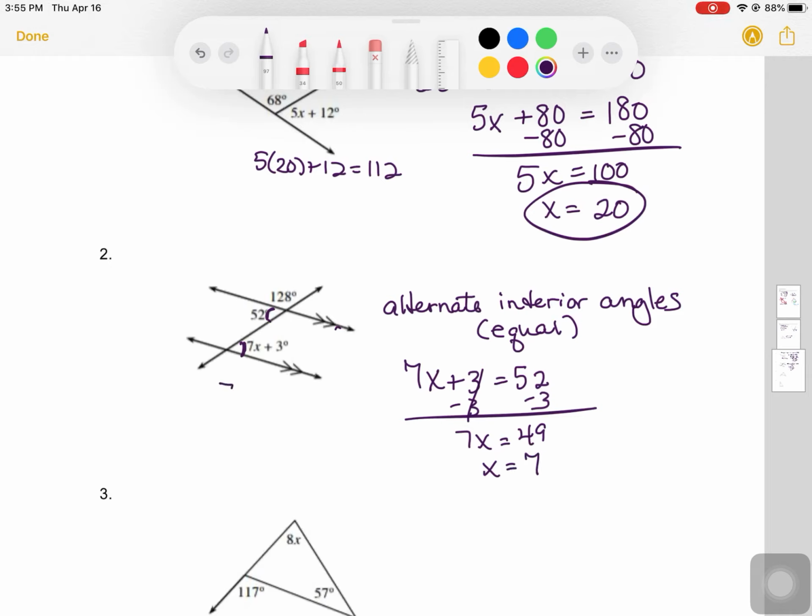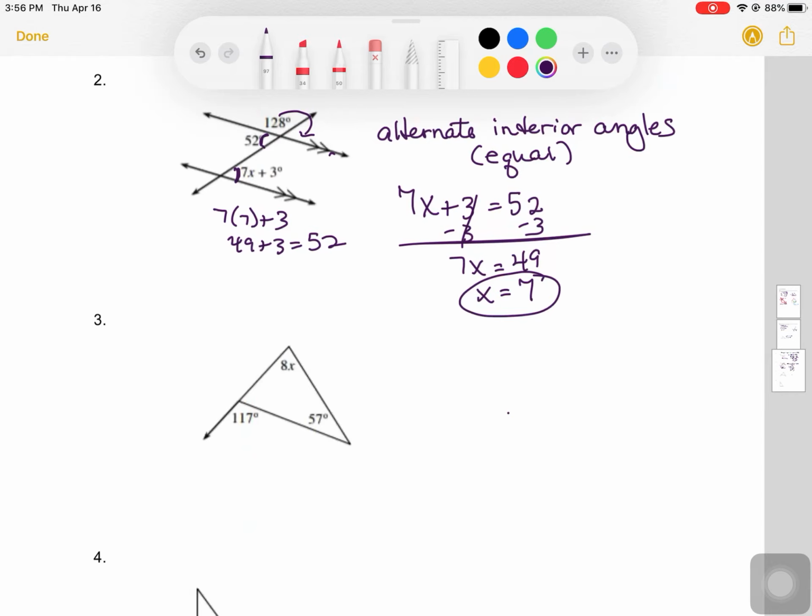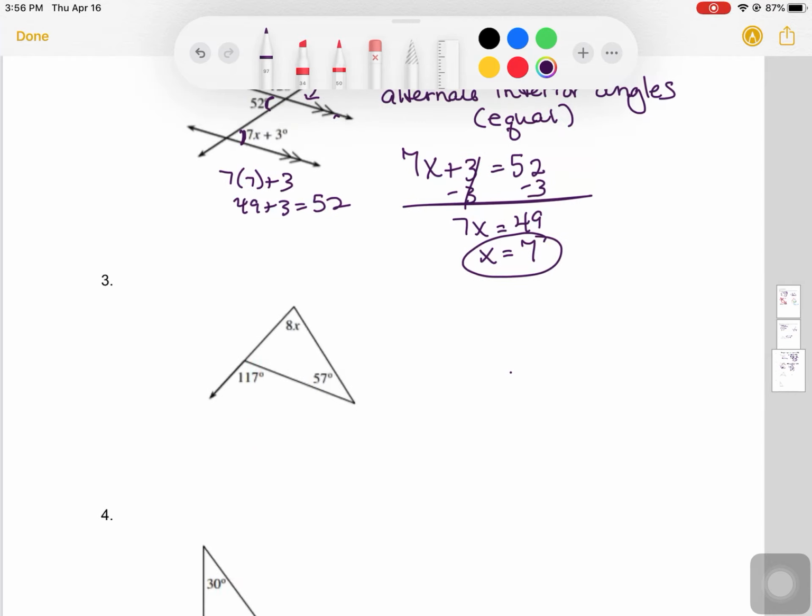So 7x equals 49, which means x is 7. So 7 times 7 plus 3, 49, plus 3 is indeed 52. And so it checks, it works. That is our value for x. So again, alternate interior angles are equal in measure. Corresponding, we could have said that knowing that 128 is a straight angle or a linear pair with the one I just pointed an arrow to, that one would be 52. And then we have corresponding angles that are also equal in measure. So that's our parallel lines.